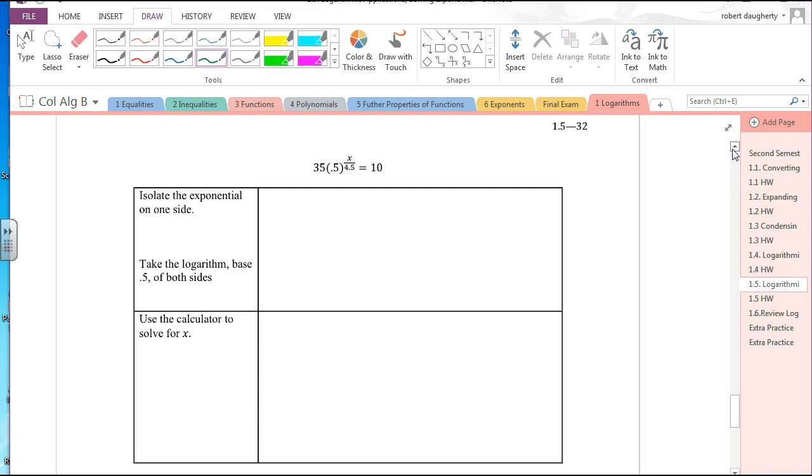35 times 0.5 to the x over 4.5 equal 10. Now what I want on the left side, I want the exponential all by itself. What's being raised to a power? 0.5. The 35 is there just to mess you up. How can I get rid of that 35? Divide both sides by 35. So I'm going to write this as 35 times 0.5 to the x over 4.5, and I'm going to divide both sides by 35.